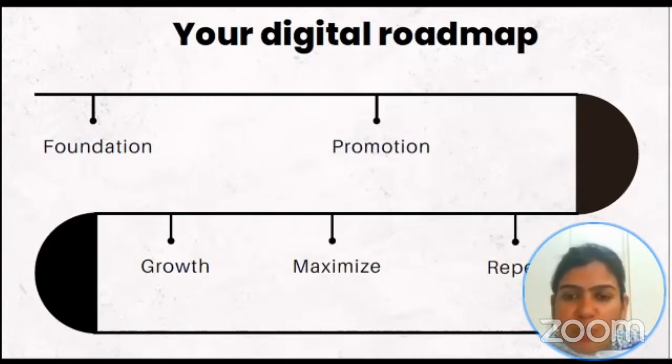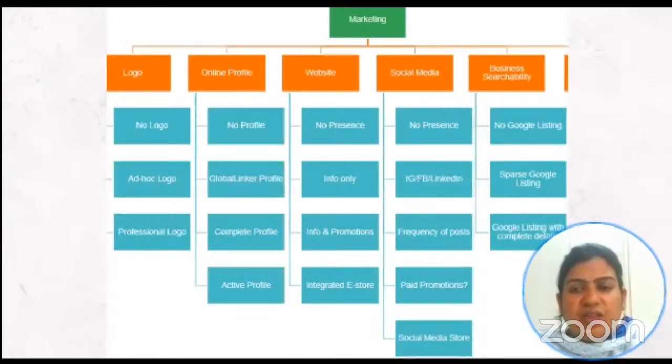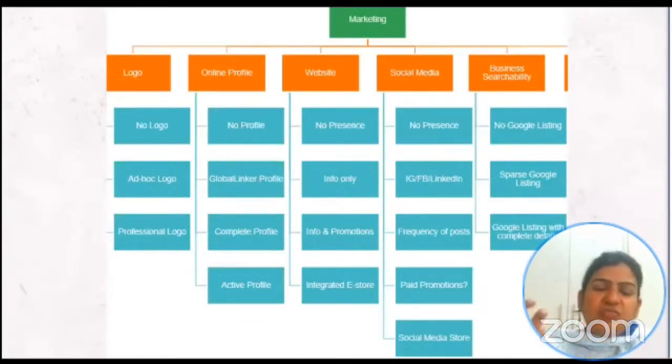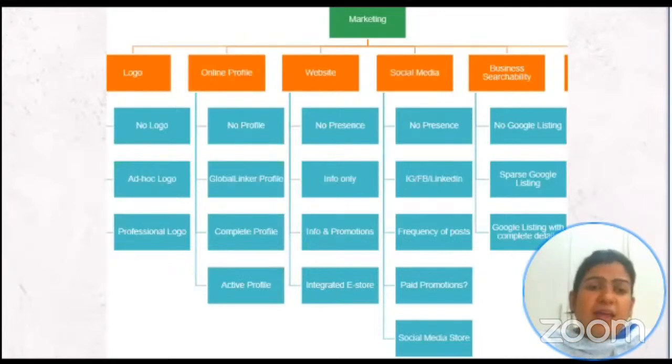Okay, so now moving quickly forward, let's go to a digitization index, which I've tried to factor out into the various stages at which you as a business owner can possibly be. Be it any kind of function, whether it's marketing, sales, or logistics, each has its own area of digitization. Let's say in marketing, you don't have a logo. Then you will progress to creating a temporary ad hoc logo. Then you realize this is not good enough, and you want a professional logo. So I'm trying to tell you how you need to keep moving your stage, move the goalpost, because the digital journey is endless. It's very vast. It can be intimidating.